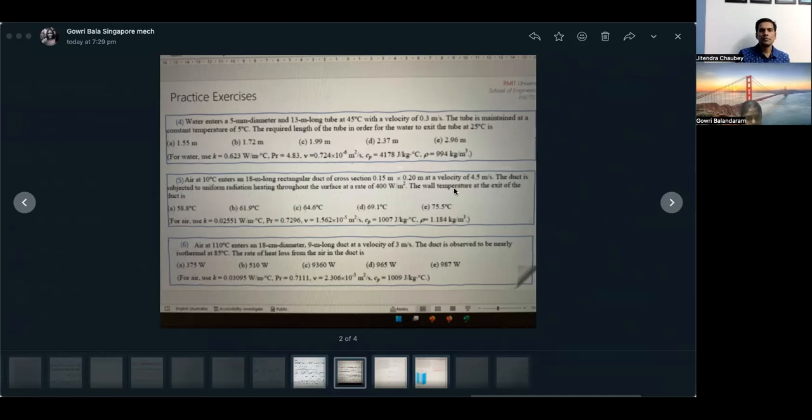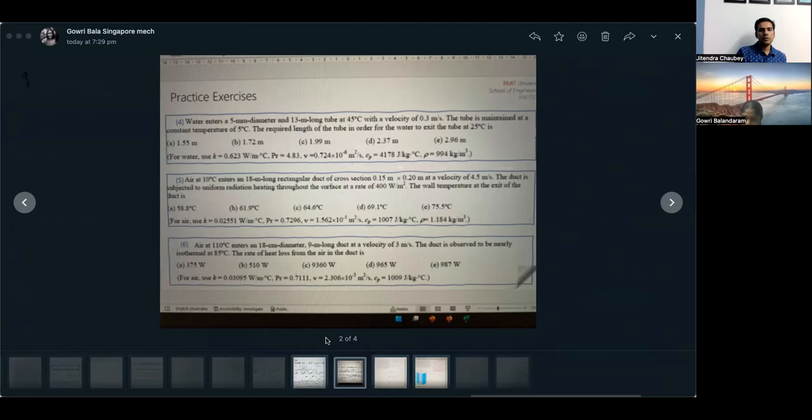Area is given, velocity is given, density is also given, so m dot can be calculated. Then m Cp dt. We don't have the exit temperature of air, right? We don't have it. Okay, but Q is given.